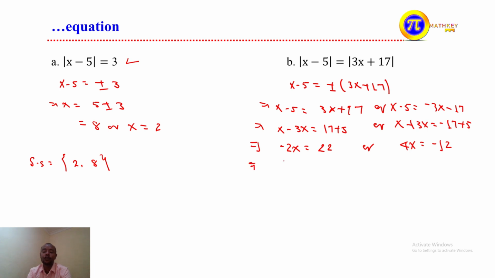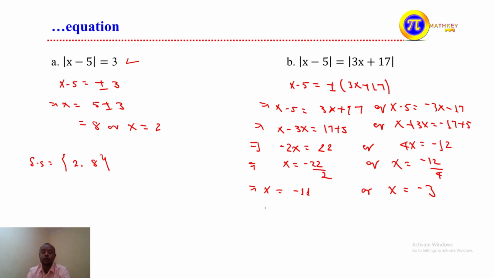This implies divide both sides by negative 2 for this one. x is equal to negative 22 over negative 2, that is 11. Or here, x is equal to negative 12 over 4. What is the value of x here? x is equal to negative 11, or x is equal to negative 3. So the solution for the value of x is negative 11 and negative 3.